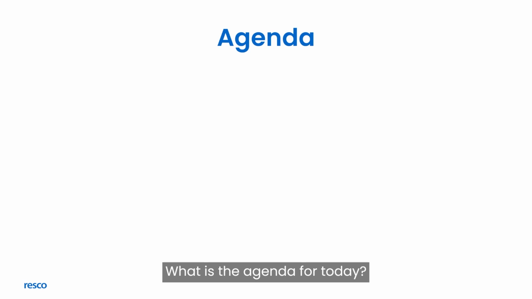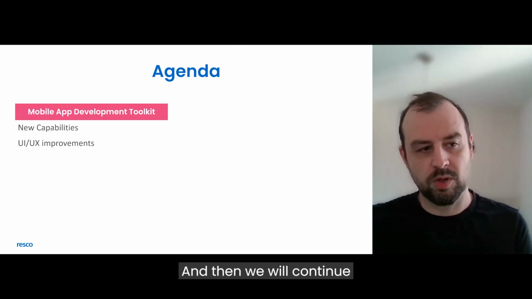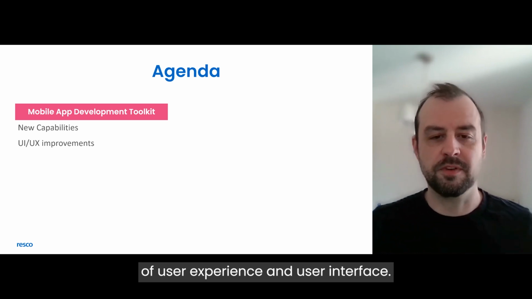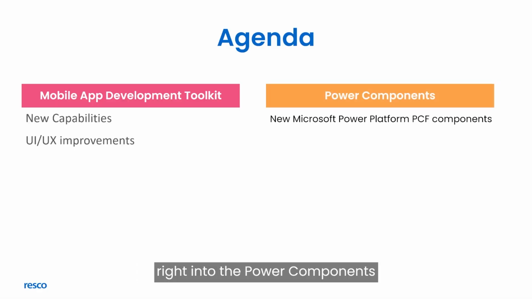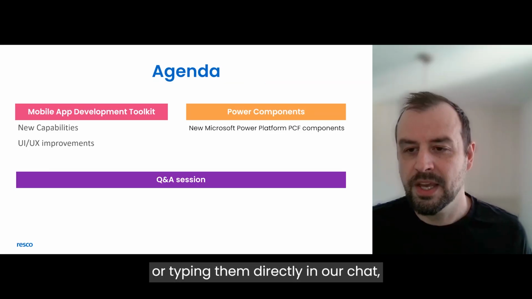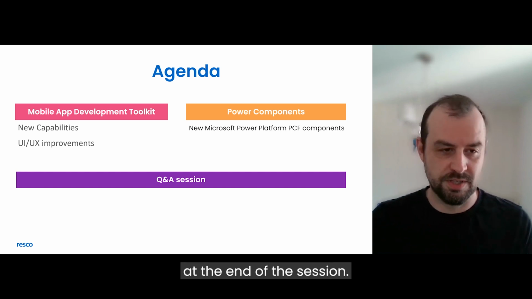What is the agenda for today? We will start with the new capabilities of our core mobile app development toolkit, and then we will continue with what has been done in terms of user experience and user interface. Then we will jump right into the Power Components, which are our PCF components, building blocks for the Microsoft Power Platform. Regarding your questions, you can start typing them directly in our chat, and we will do our best to answer all of them at the end of the session.